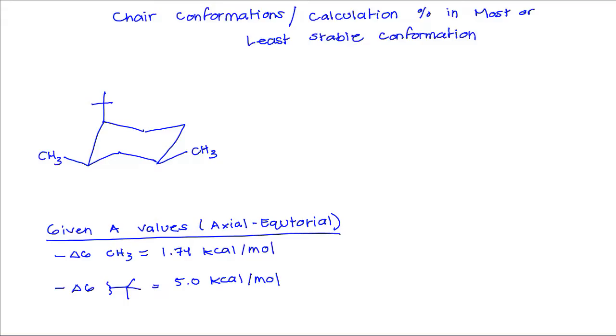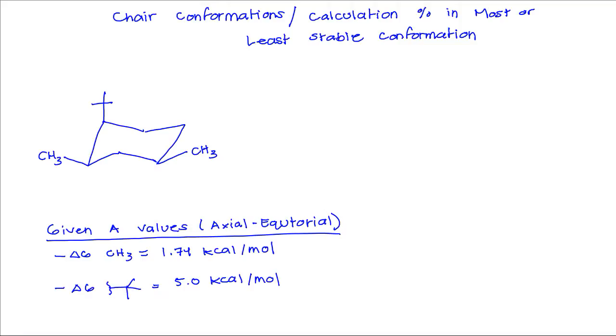Okay, we've gone through a few problems where we've drawn a chair conformation and we've done the ring flip structure to draw another chair conformation, and we want to figure out which one is more stable, what the energy difference is between those, and also if we wanted to calculate the percentage in one conformation over the other, we need to know how to do that.